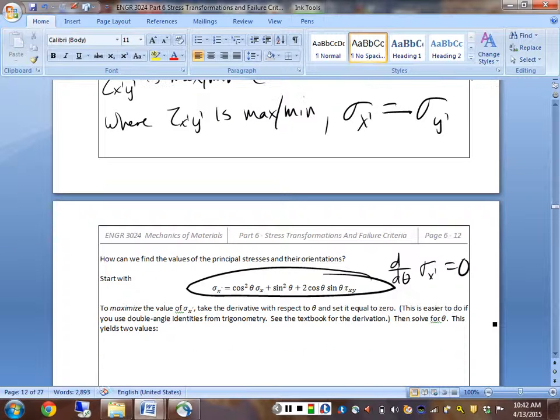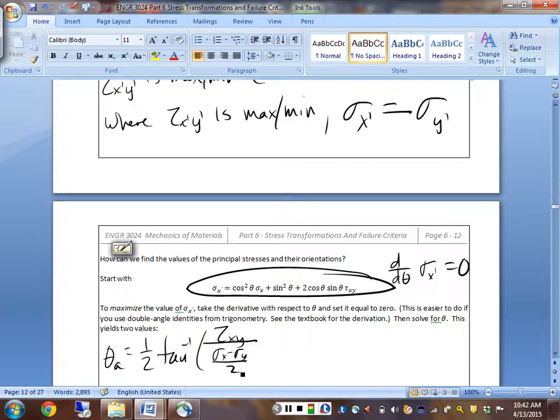So, jumping over all of that, we end up with the fact that one of these angles is 1/2 the inverse tangent of my original shear over half the difference of my original normal stresses. And that's tangent, not tau. And the other angle is 90 degrees from that.